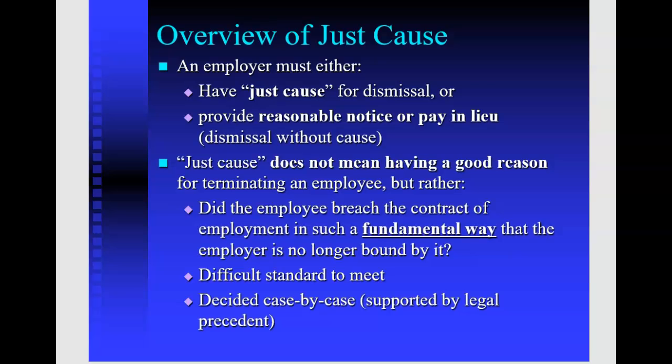So remember, in a private contractual employment relationship, the employee has no job security. So the employer can dismiss the employee if the employer doesn't want the employee anymore, as long as they provide reasonable notice or pay in lieu of the notice. In specific cases, under exceptions, the employer may dismiss for just cause. And those are the grounds we'll be looking at in this chapter.